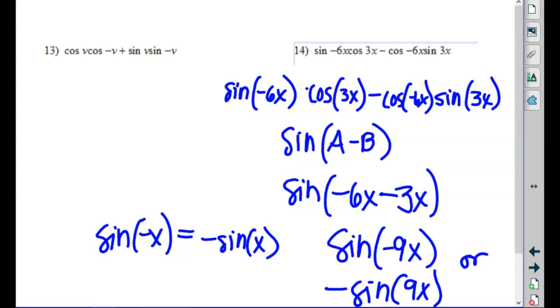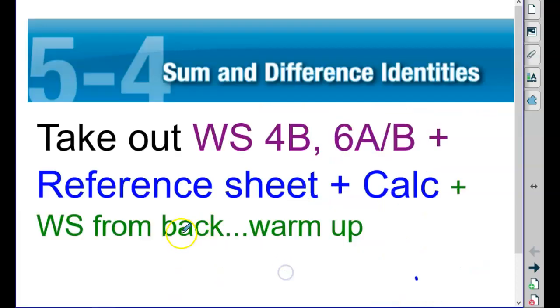All right, we're going to go to the notes for today. I just wanted you to know where those were on your reference sheets.